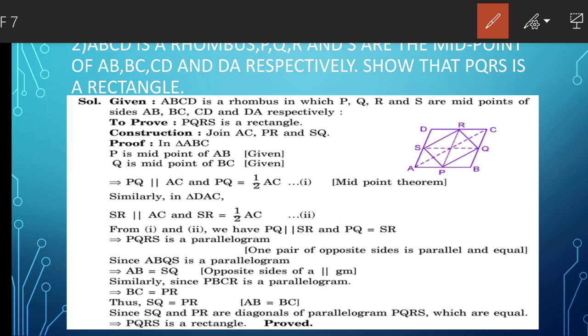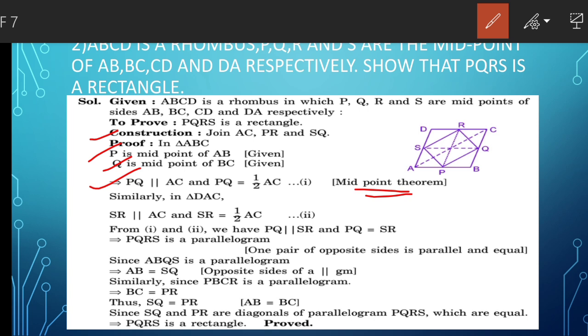So we will do one construction, that is we will join AC, PR and SQ. So this construction part we have to do before starting the proof. Now once we have constructed, we can start with our proof. Here we will consider the bottom triangle again, ABC. Here P and Q are the midpoints. So using midpoint theorem, we can say PQ is parallel to AC and half of AC.